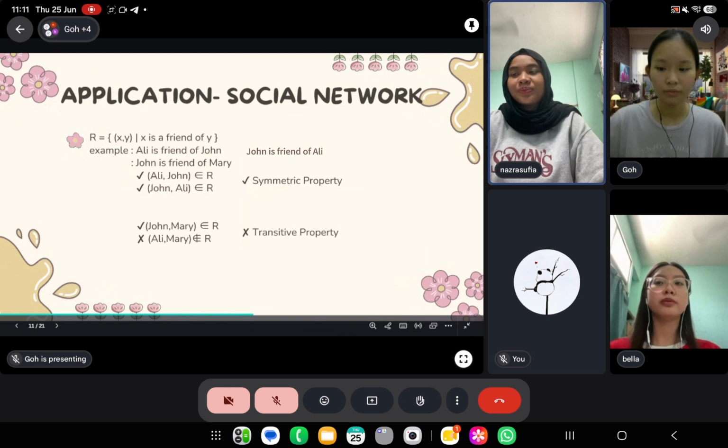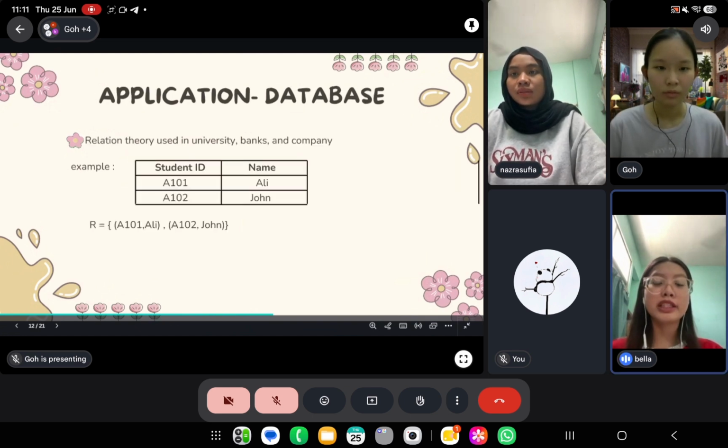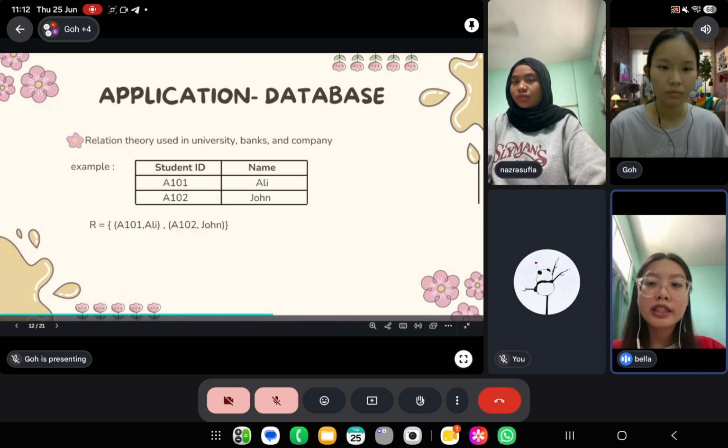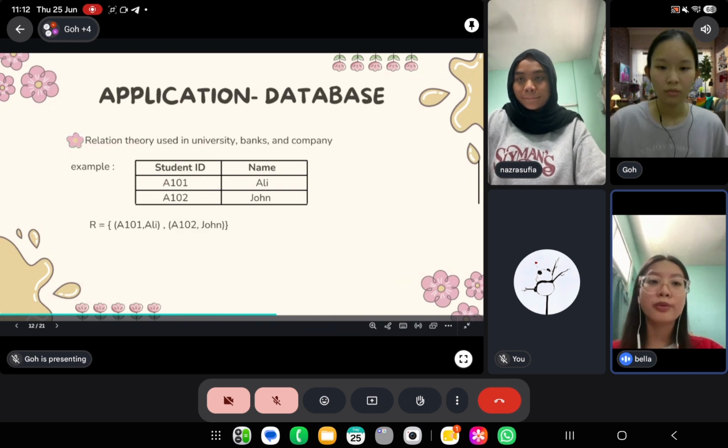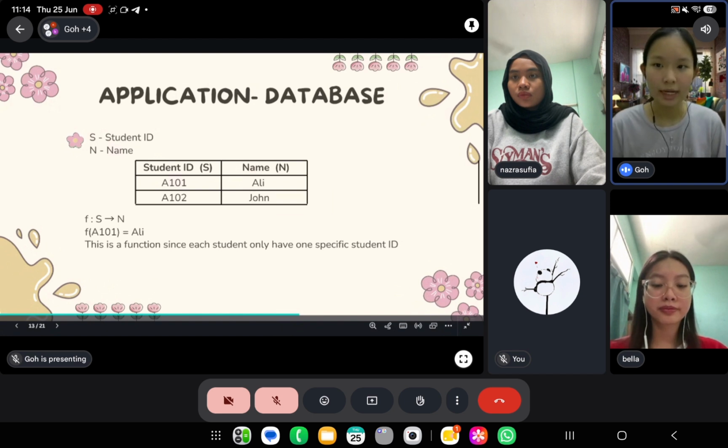transitive property. Next, I will explain the application of relations in database. For example, in this table, student ID A101 is related to Ali and student ID A102 is related to John. We can represent this relation as R equals {(A101, Ali), (A102, John)}. A relation is simply a set of ordered pairs that shows how one item is connected to another. So we move to the next application, database.